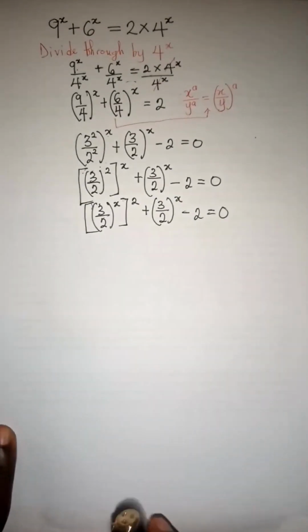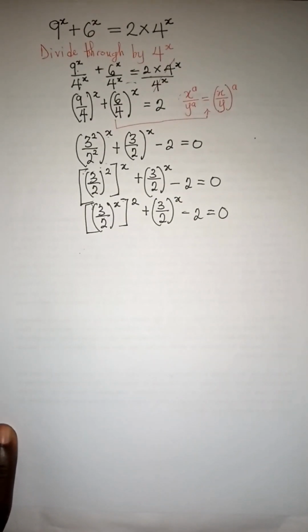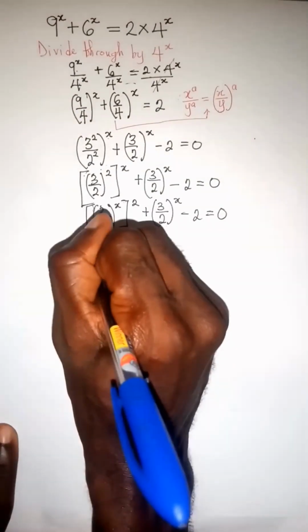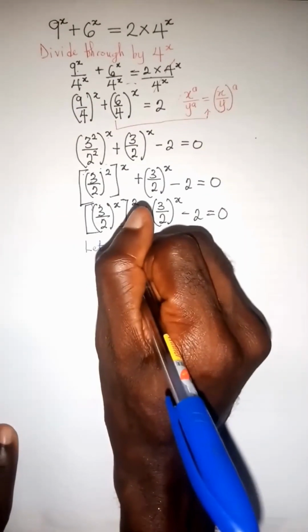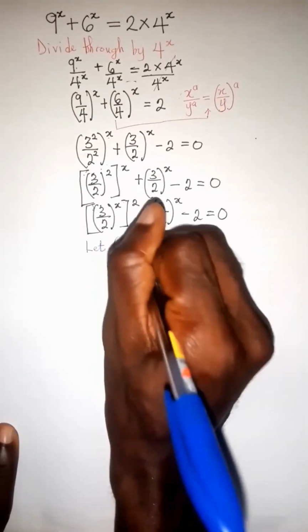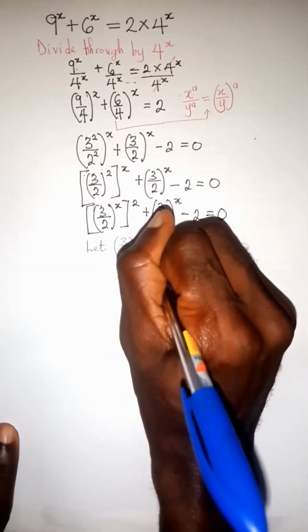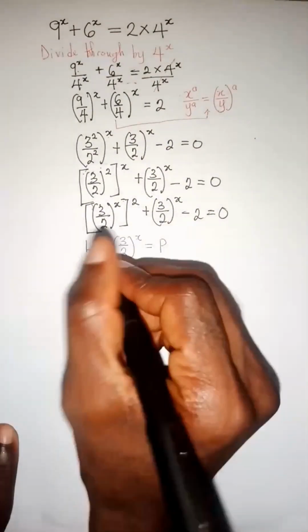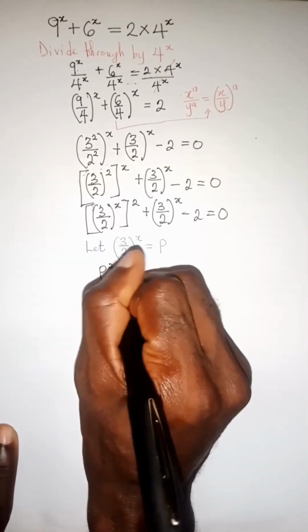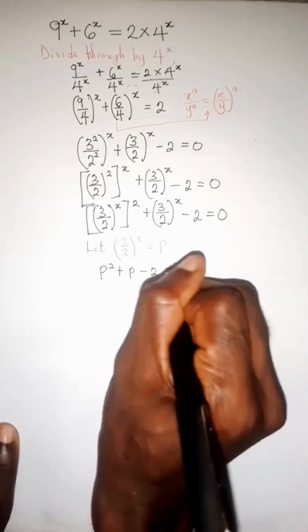So that we can now do a kind of transformation whereby we let 3 over 2 to the power of x be another variable to represent that. So let 3 over 2 to the power of x be, say, p, so that our equation becomes p squared plus p minus 2 equals 0.